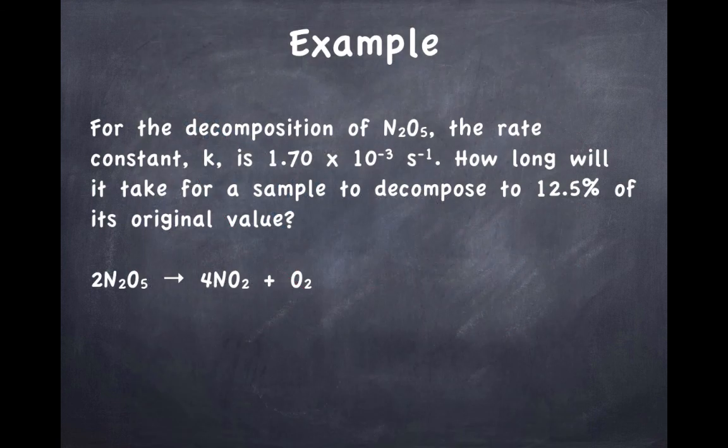Well, here's an example that we'll work out in class. It says, for the decomposition of N2O5, the rate constant k is 1.7 times 10 to the minus 3 inverse seconds. How long will it take for a sample to decompose to 12.5% of its original value? And there's our reaction there, which isn't terribly important. But again, we will work this one out in class.